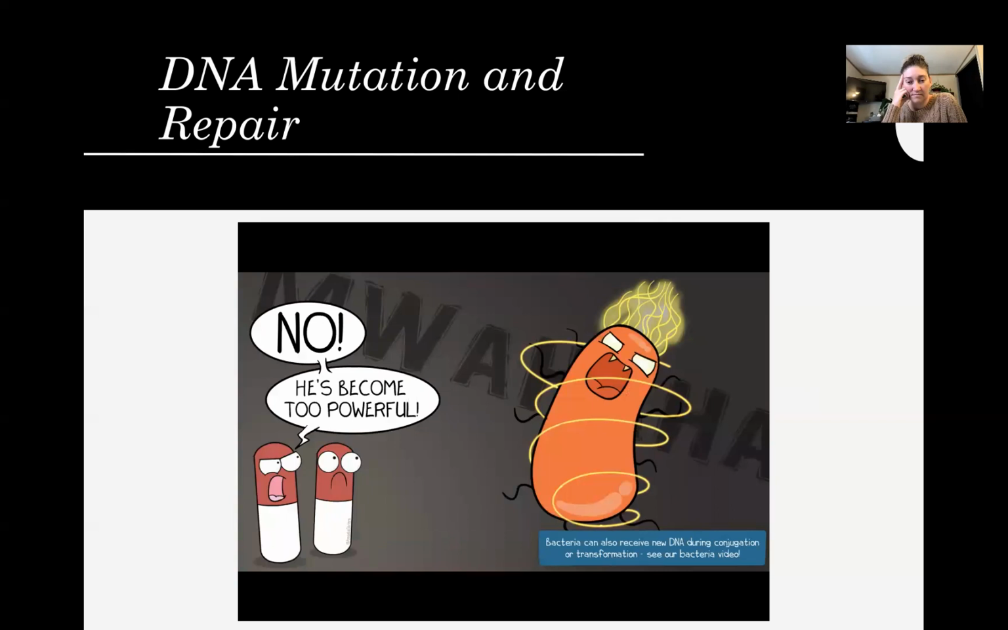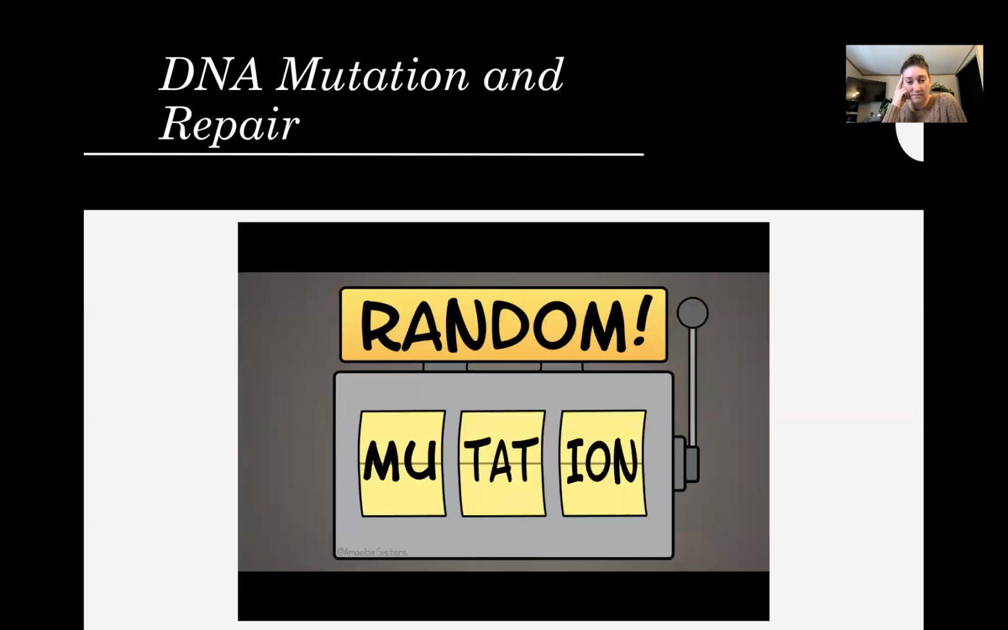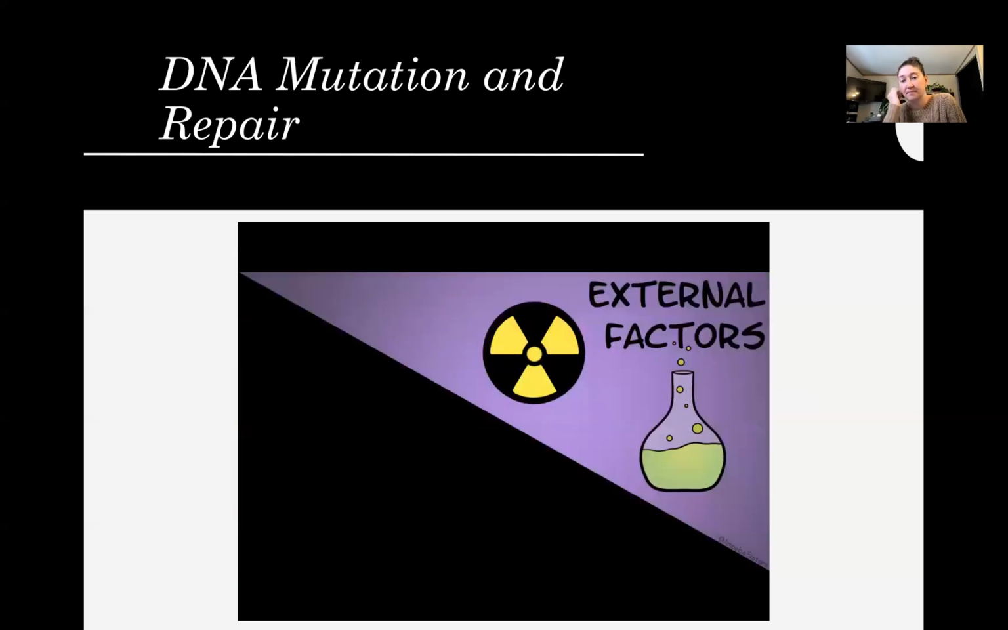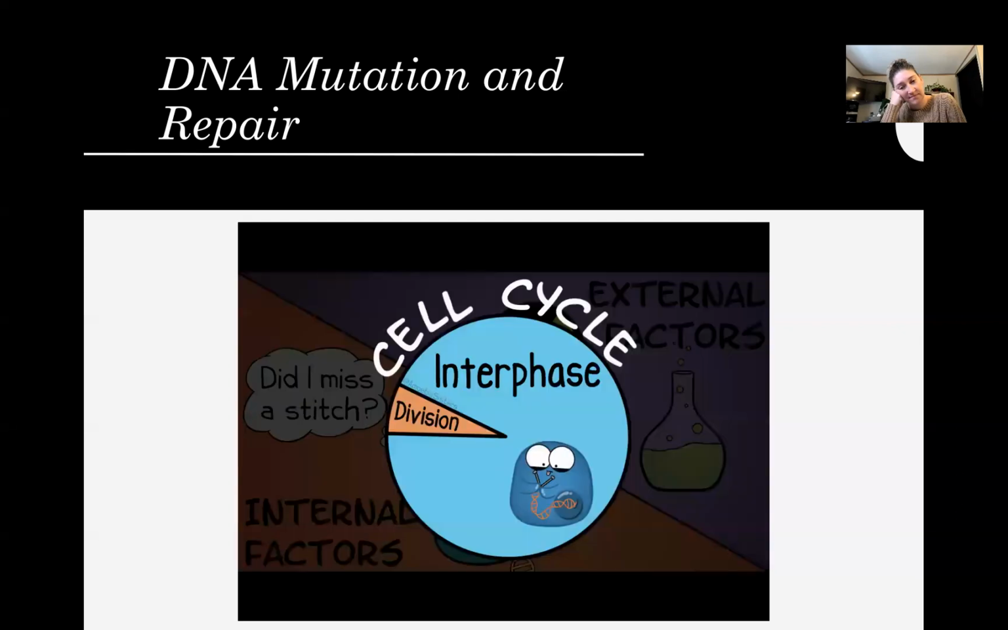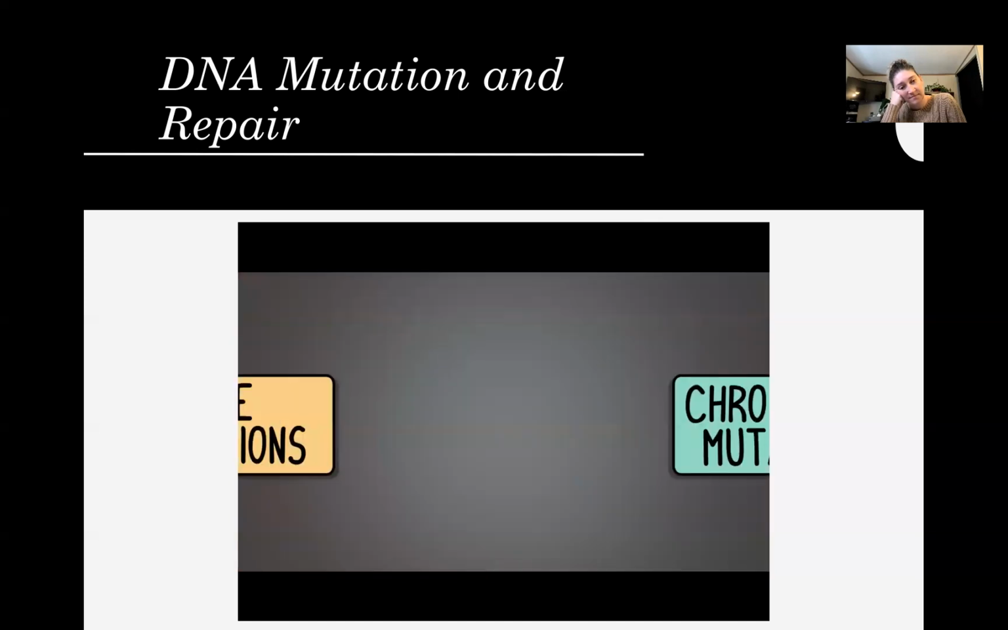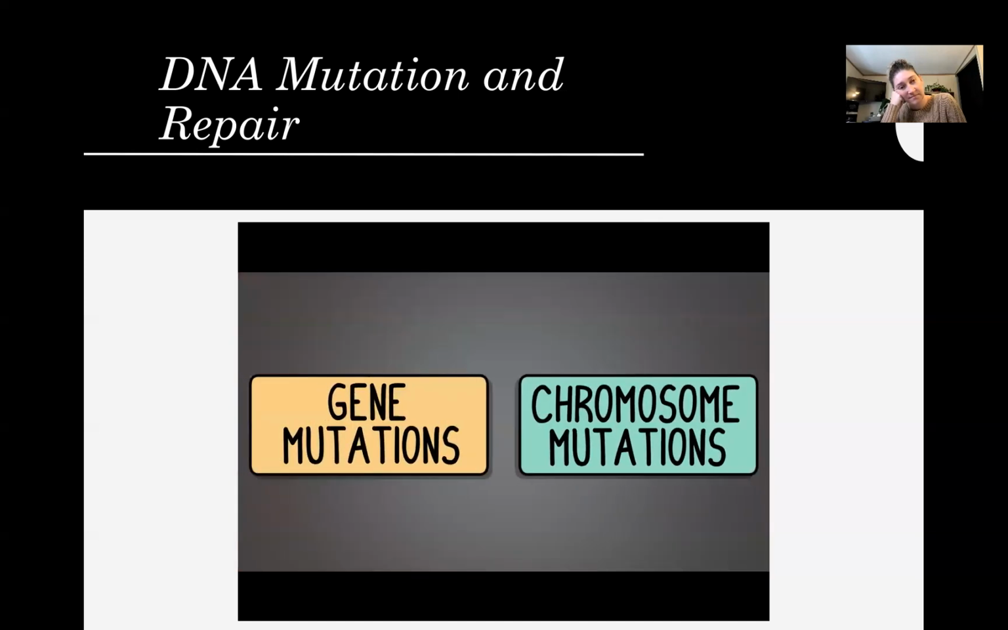Okay, so again, mutations are random, but there can be factors that make mutations more likely to occur. External factors like certain types of chemicals or excessive radiation, or internal factors like an event that causes a problem during DNA replication in interphase. During interphase, cells can replicate DNA before they divide. So let's discuss some different types of mutations. We'll start with gene mutations.